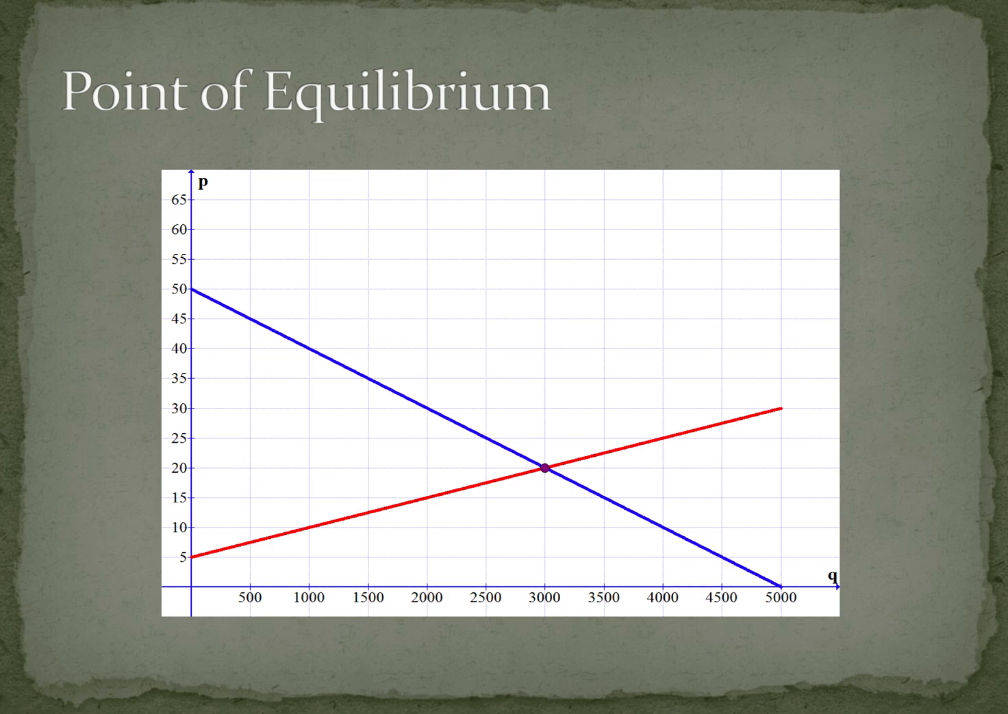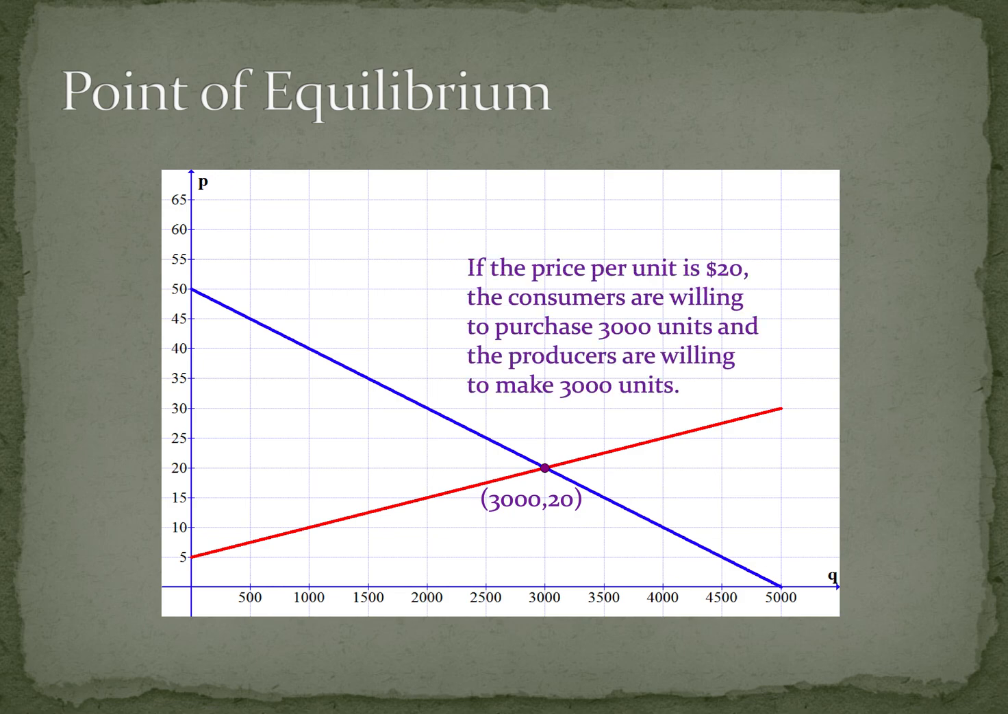So here, if we look at our two functions on the same graph, we can identify that the point of equilibrium, the point of intersection in this case, is 3,000 items and $20. So this suggests that at a price of $20, the consumer's willingness to purchase and the producer's willingness to produce is equal. The consumers are willing to purchase 3,000 units at $20, and the producers are willing to produce 3,000 units at $20.